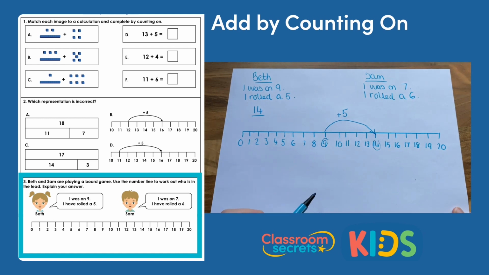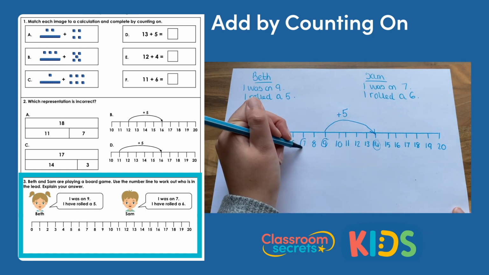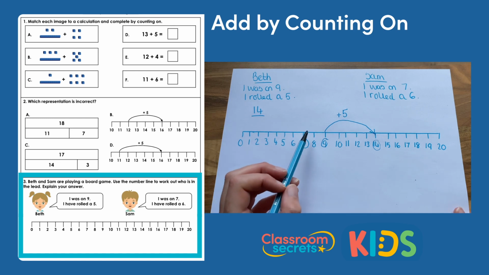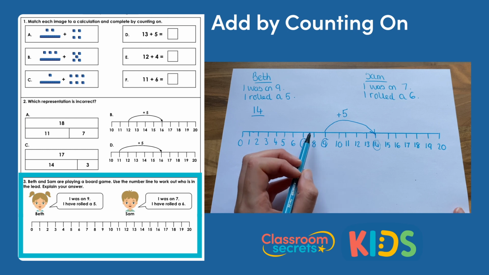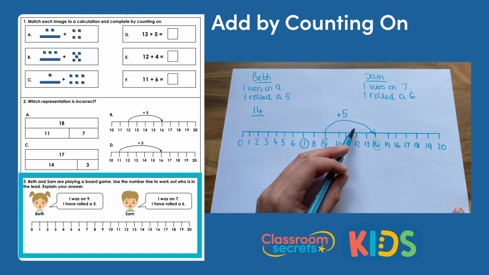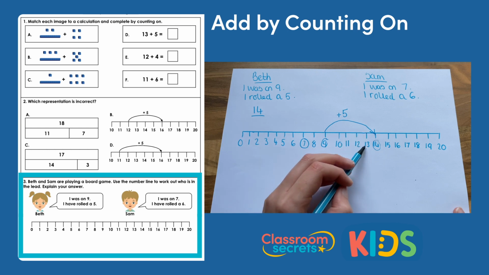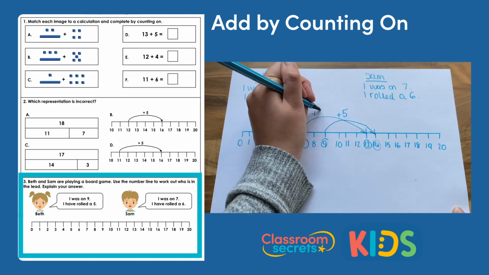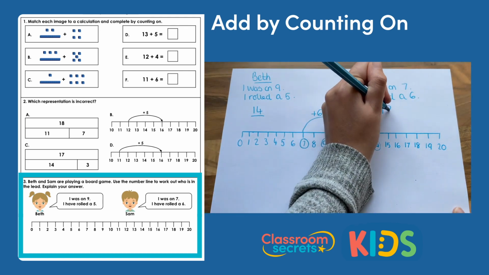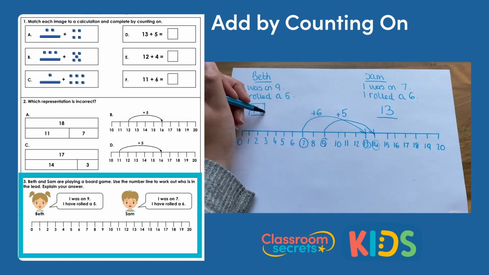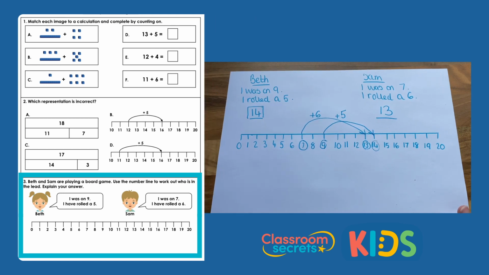Let's think about Sam then. Sam was on 7. Okay. And he rolled a 6. So I'm going to count along 6 and see what number he got to. 1, 2, 3, 4, 5, 6. He ended up on 13 if he added 6. So Sam is on 13. Beth is on 14. It says, who was in the lead? Explain your answer. Well, Beth is in the lead because she's on a higher number, which is 14.